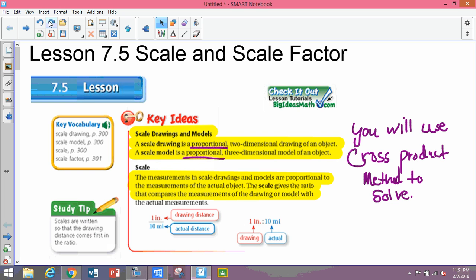The scale gives you the ratio that compares the measurements of the drawing or model with the actual measurements. It's how you're able to read a map and determine what the actual distance is, even though you measure inches or centimeters on the map. So when you're given a scale of 1 inch to 10 miles, you would write that as a ratio of 1 inch over 10 miles.